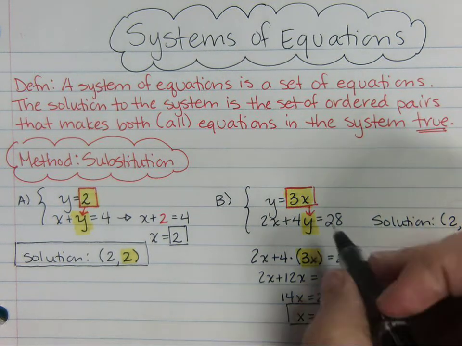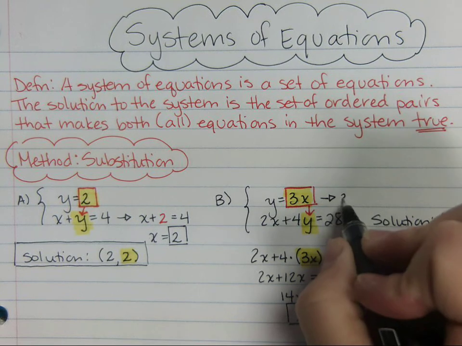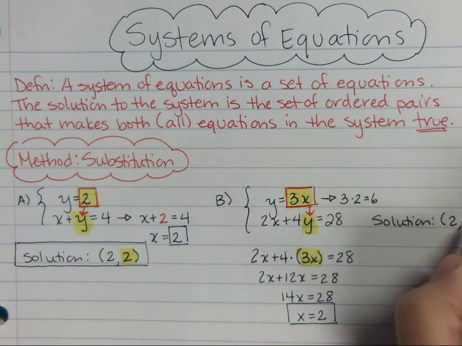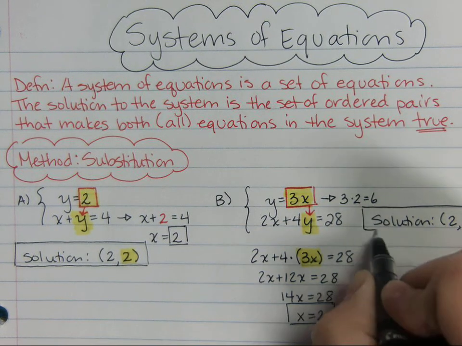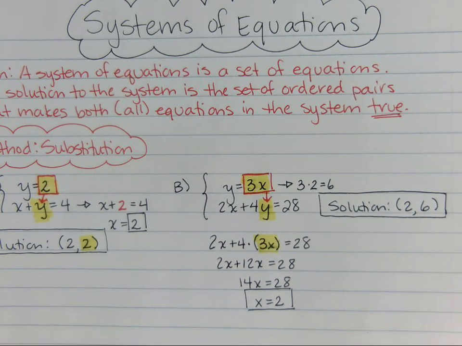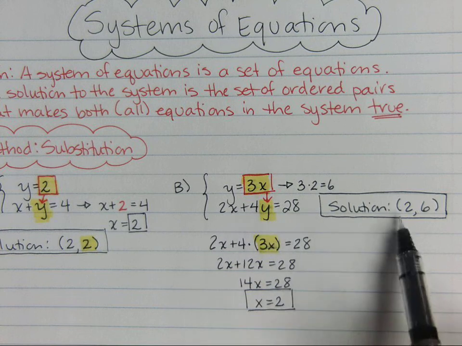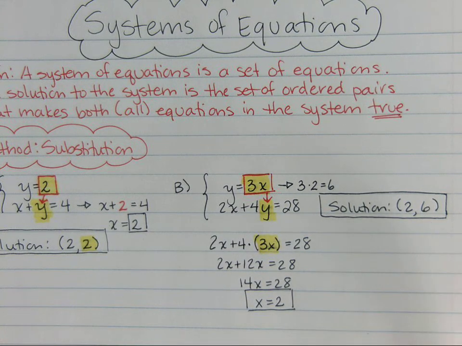So what I need to do now is come back up here and say, now that I know what the value of x is, I can substitute back in for y. So that way the y value is 6. And so this would be the solution to my system. This is the x and the y coordinate that would make both equations true.